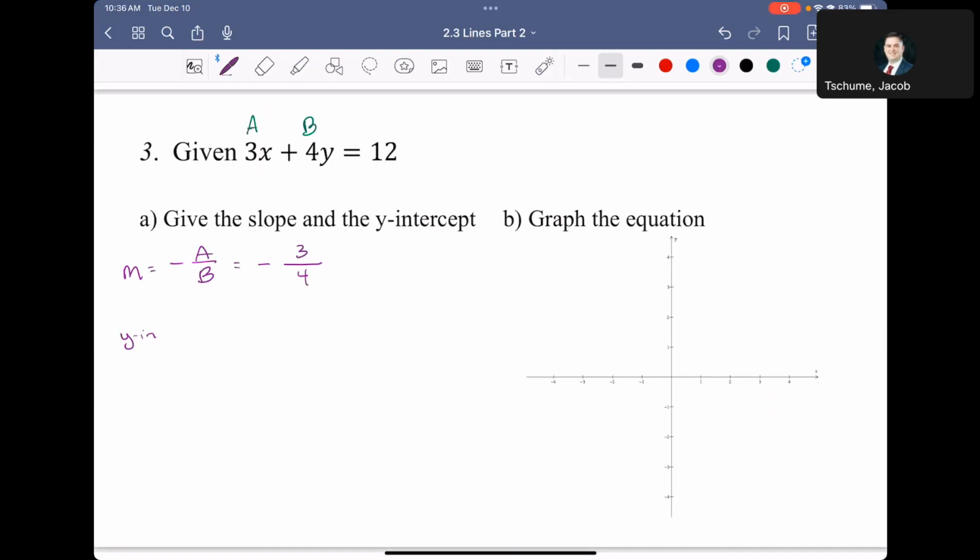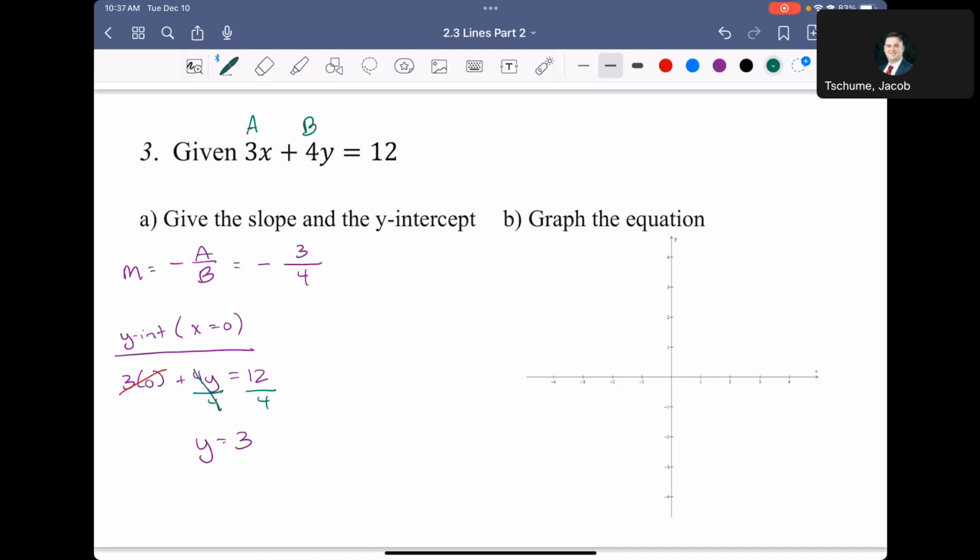Now, as far as the y-intercept goes, we have to go back to our definition of y-intercept, which is that x is equal to 0. So if I use the original equation and let x be 0, this would be 3 times 0 plus 4y equals 12, which the 3 times 0 just goes away. And so if you're left with 4y equals 12, we can divide both sides by 4, and y would end up equaling 3. So now that you have the slope and the y-intercept, we can find and graph the equation of this line.